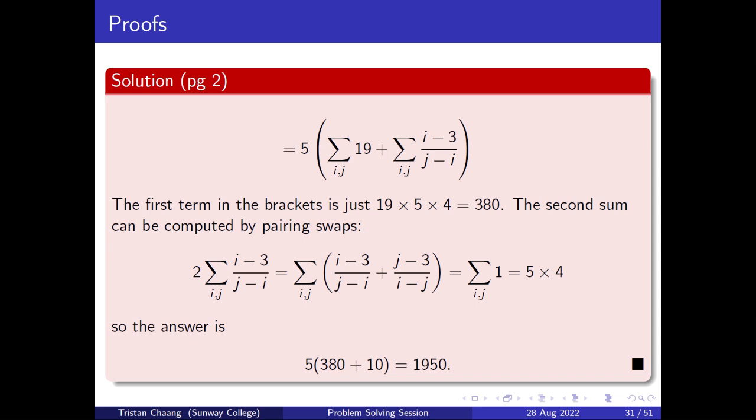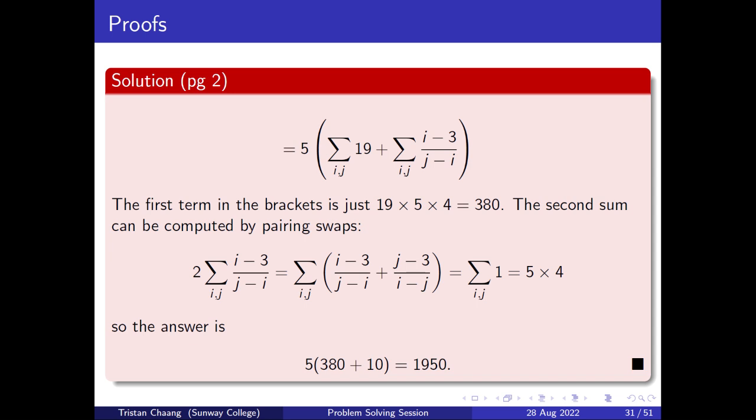So if you add up these two fractions, this is the plus, this i minus j you can swap to become j minus i. The minus 3 and minus 3 will cancel, the i will become i minus j. You will actually just get 1. So, very nice. Two fractions add up to 1. And now you just have to find out what this thing is, which is just 5 times 4. So that sum is also computable.